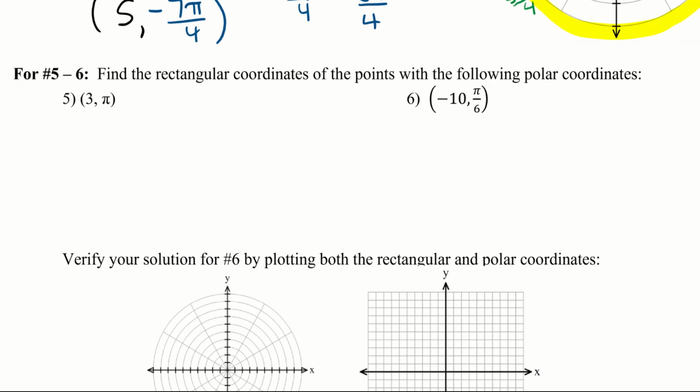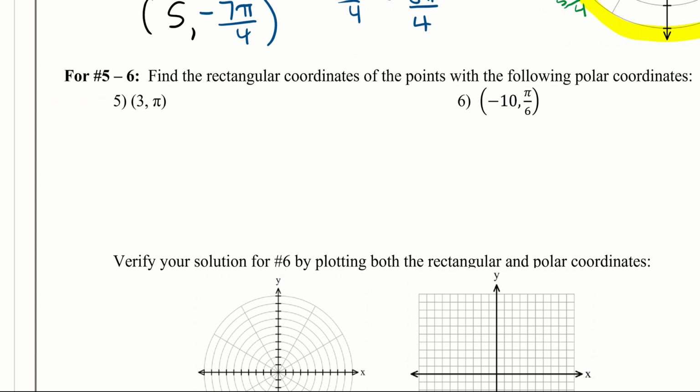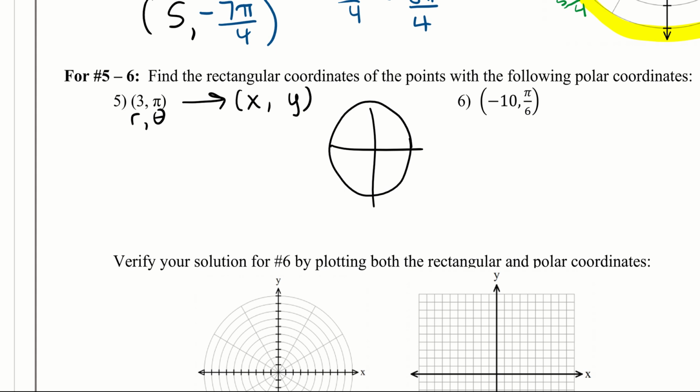So if I'm looking at questions 5 and 6, I want to convert this to x comma y. Right now, this is r comma theta. And it might be helpful to draw just a little sketch. So we're going in the direction of pi, 3 units. So we're right here. Now, some of these, you're going to say, I already know what that is. We should already understand that that is negative 3, 0, just from looking at the picture. But we could use the formula.